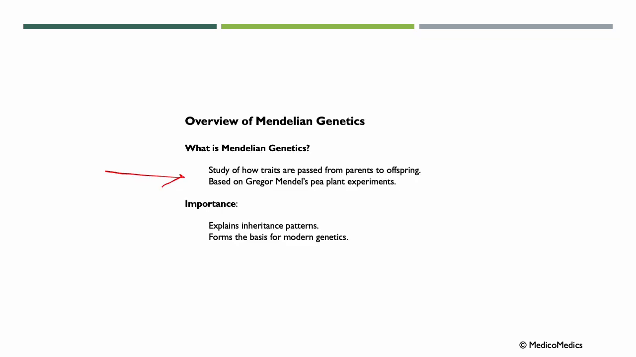Now, Mendelian genetics is about how traits like height or eye color are passed down from parents to offspring. And it is based on one of his famous pea plant experiments. Now, why is it important? Because it explains inheritance patterns and it forms the basis for modern genetics.